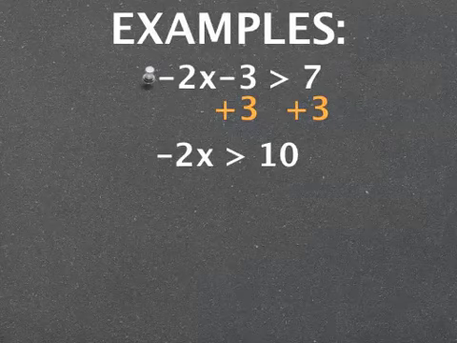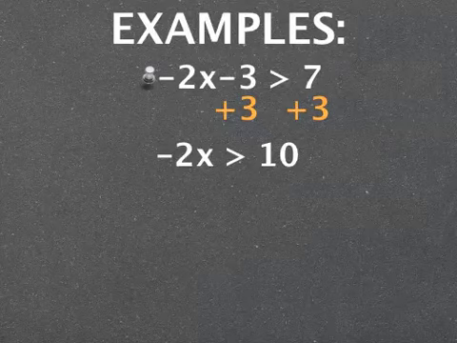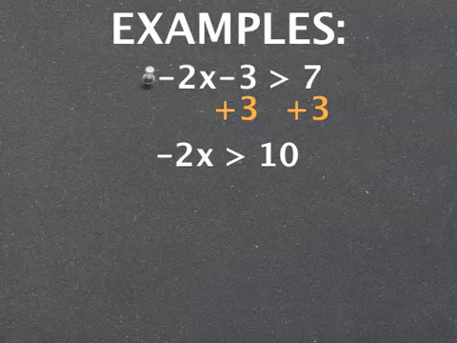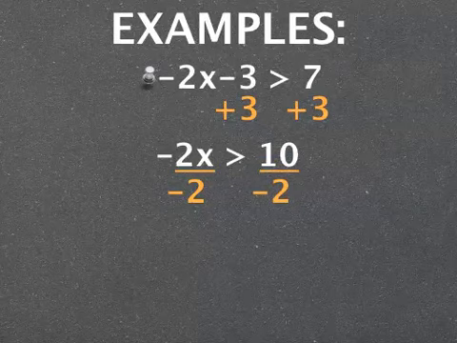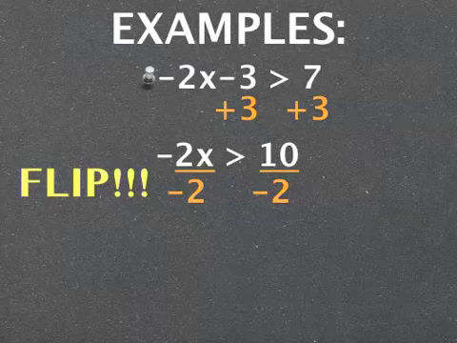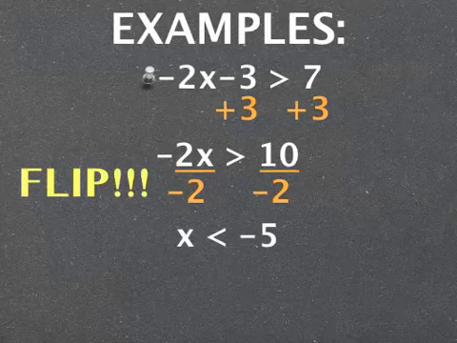Now we're multiplying negative 2 times x. The inverse or opposite of multiplying negative 2 times x is dividing by negative 2 on both sides. Now, when I am dividing by a negative on both sides of an inequality, my sign flips. So instead of greater than, now it's going to be less than. So x is less than a positive 10 divided by a negative 2, which is negative 5.